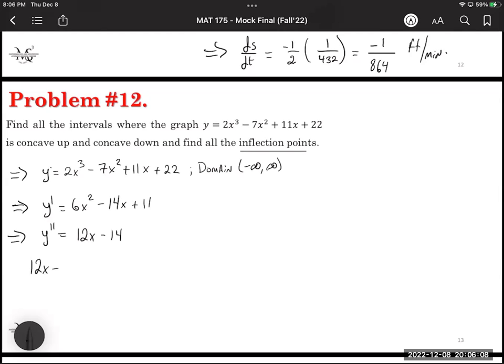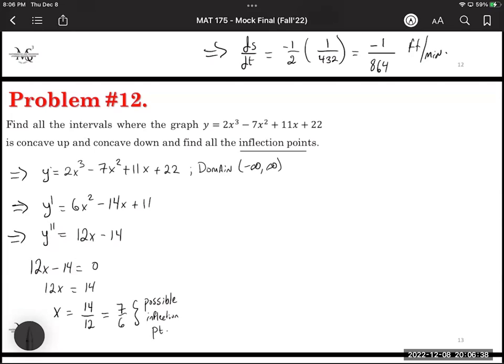So you have 12x minus 14 equals 0. You add 14 to both sides, you get 12x equals 14, and therefore x equals 14 divided by 12. You can reduce this fraction, which will be 7/6. I'm not going to confirm that this is a guaranteed inflection point. I'm just going to say that it's a possible inflection point.